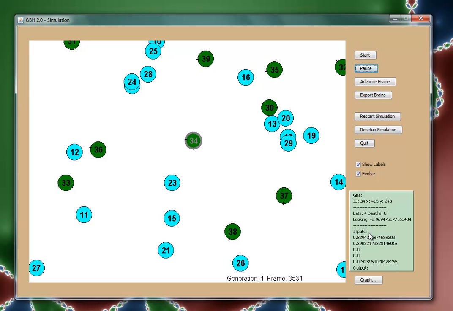These are graded between 0 and 1, so these are a little tougher to understand intuitively. But the first 2 inputs are polar coordinates to the nearest prey. So for this gnat in particular, the nearest prey is going to be this food number 23. The first one is graded between 0 and 1, so it's hard to understand what this number means, but this is the direction of food 23 in relation to gnat 34. And the second one is the distance, once again graded from 0 to 1.